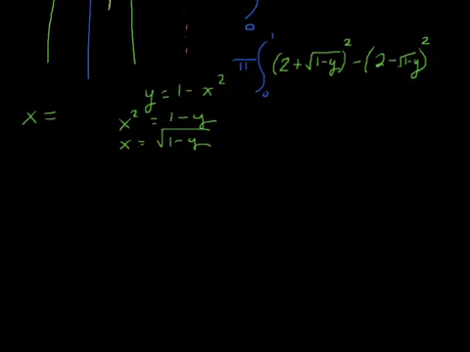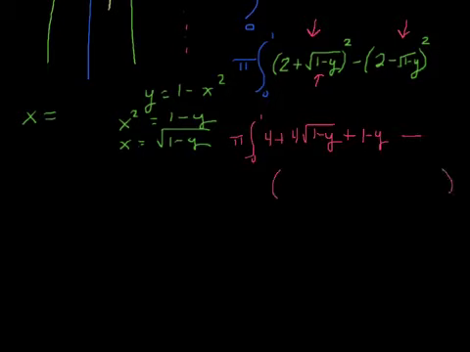So, when you FOIL this, remember you can't just square the outside term and the inside term. You are FOILing there. So I have 4 plus 4 times the square root of 1 minus y plus, when you square that radical, the radical goes away and you're just left with 1 minus y. Okay, that's the first one. Now I have to subtract what I get when I do this second expression squared. So I get 4 minus 4 times the square root of 1 minus y, and plus 1 minus y again, because when I square that radical, I just get what was inside left.